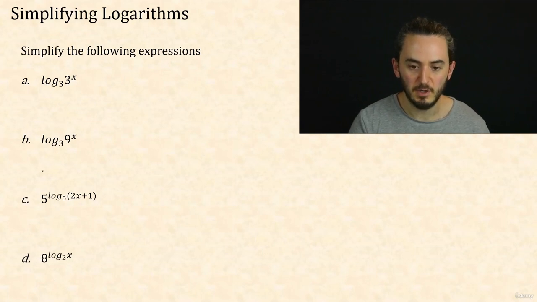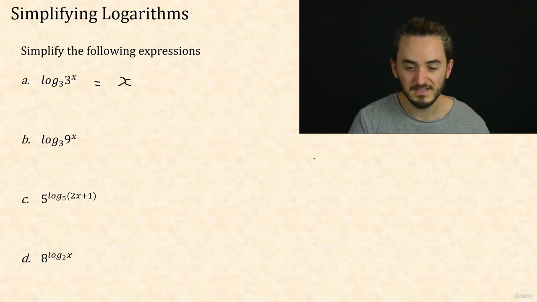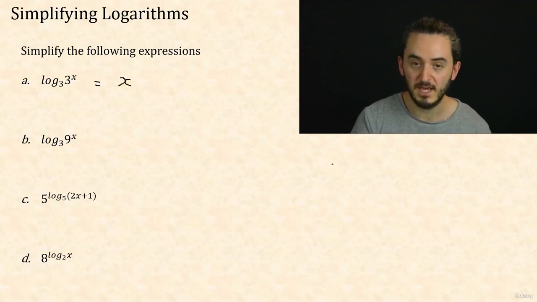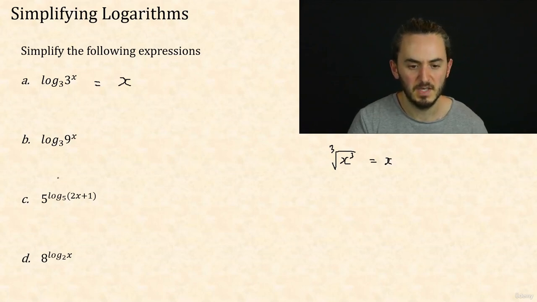Simplify the following. Well, these ones just have x's in rather than numbers. Well, look, log base 3 of 3 to the x. The log base 3 and the 3 to the power cancel, and we just get x. That is exactly equivalent to me saying, what is the cube root of x cubed? The cube root and the cube just cancel and you just get x. Same idea here.